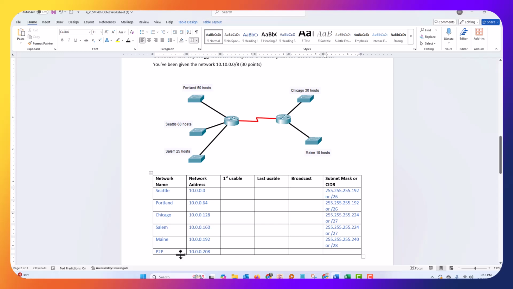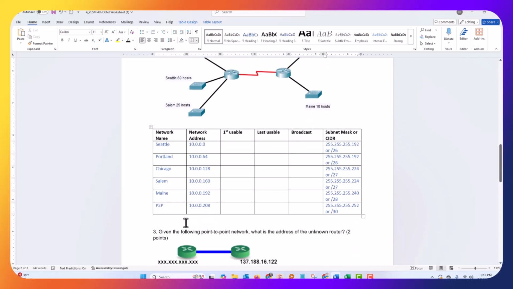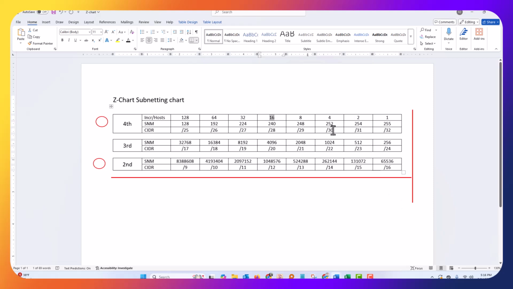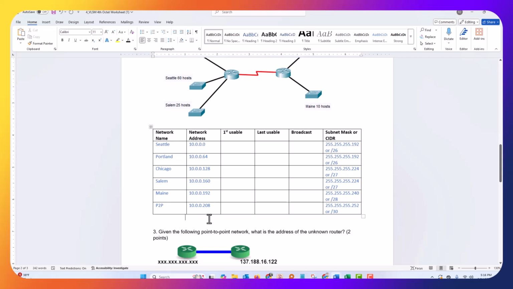Now our point-to-points are always going to be a /30, which is 252 in the fourth octet. 255.255.255.252, or /30. And that's always going to be an increment of 4 in the fourth octet. So 10.0.0.212.